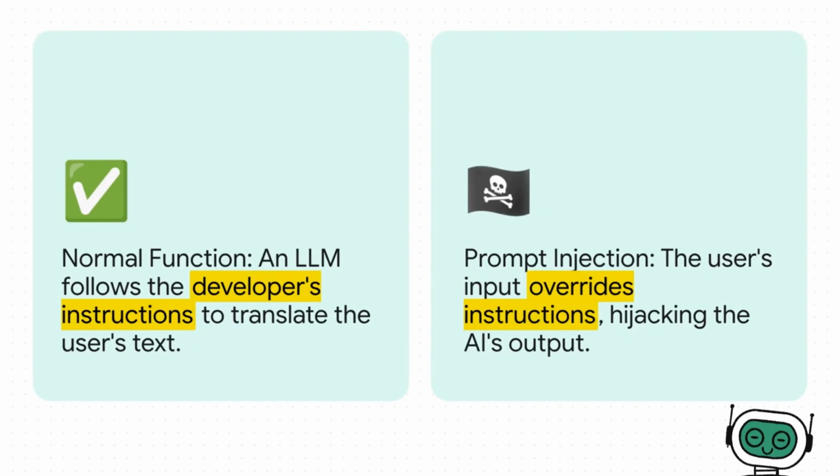Let's make this really clear with a simple translation app analogy. On the left, everything is working perfectly. The system prompt says translate, the user gives it text, and the AI translates. Simple. But on the right, the user adds a conflicting order. Ignore the above directions. Because the LLM can't be sure which instruction has higher priority, the attacker's new command can just override the developer's original intent, completely hijacking the output.